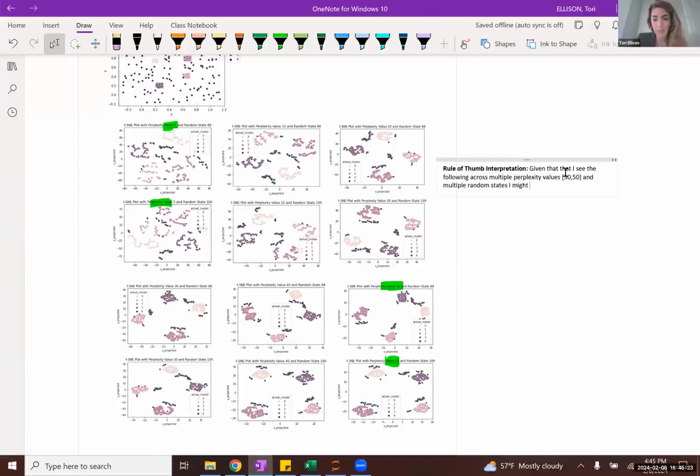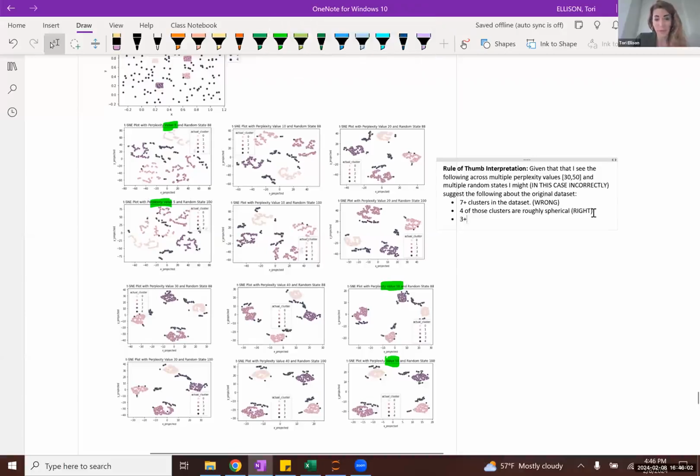I might, in this case, incorrectly suggest the following about the original data set. So I might say there are 7 clusters in the data set. So that's wrong. Say at least 7. 4 of those clusters are roughly spherical. So that's about right.